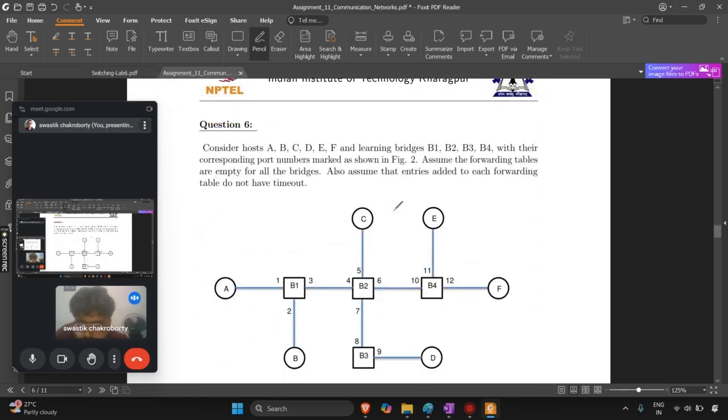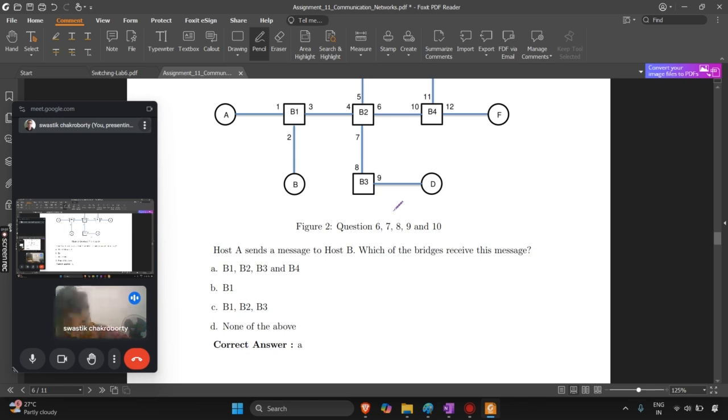Now consider hosts A, B, C, D, E, F and learning bridges B1, B2, B3, B4 with their corresponding port numbers marked as shown. Assume that forwarding tables are empty for all the bridges. So all the bridges have empty forwarding tables. Also assume that entries added to each forwarding table do not have timeout. So there is no age entry, no concept of age running out and your table getting wiped.